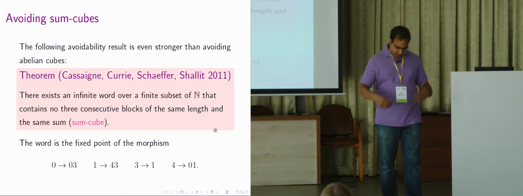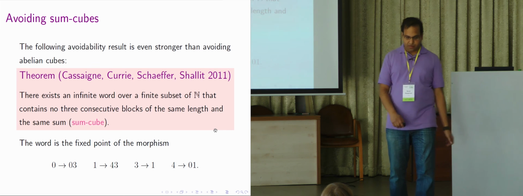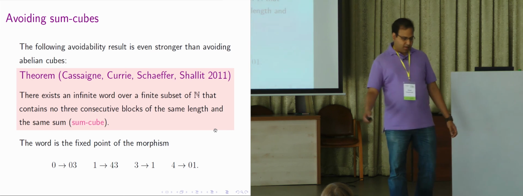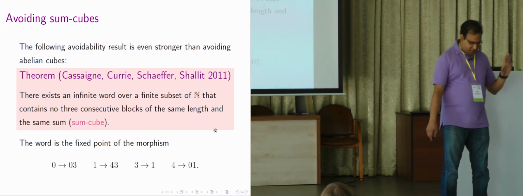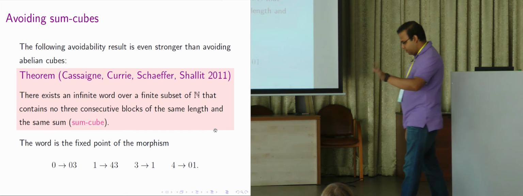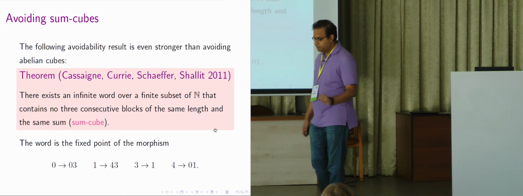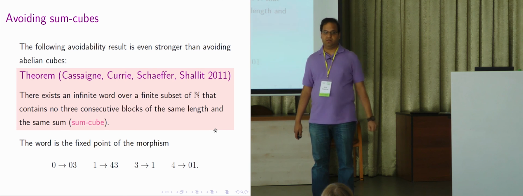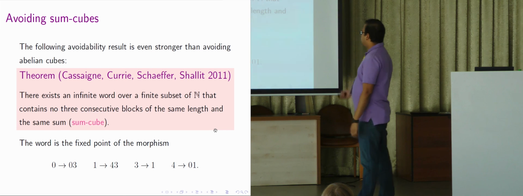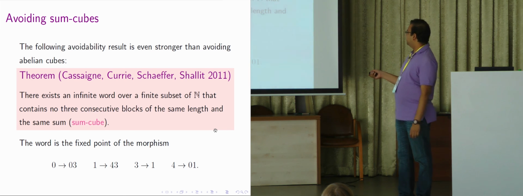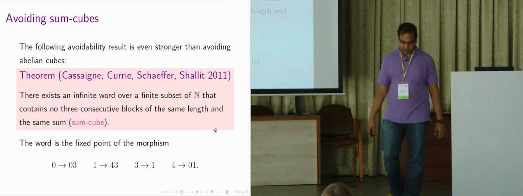Here's another generalization, an even further generalization of an abelian repetition. In an abelian repetition, we wanted the number of occurrences of each letter in the repeating blocks to be the same. Here's something even stronger. This is a result from a few years ago.